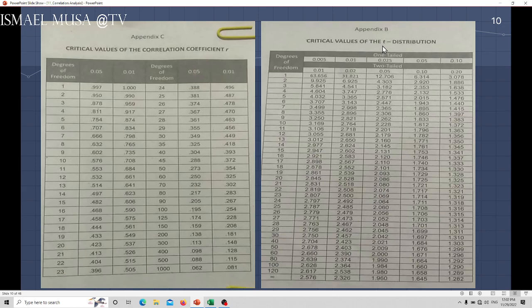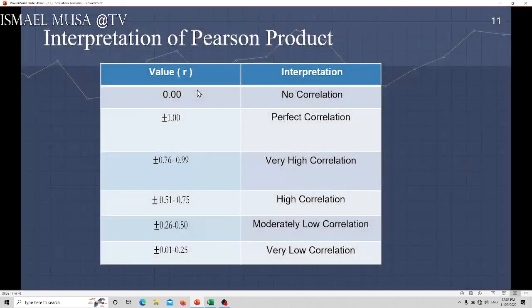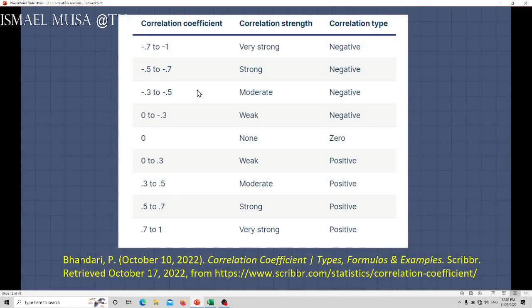Okay? Now, let us use this relationship table provided by Bandari on October 10, 2020. So these are the correlation strength and correlation type.